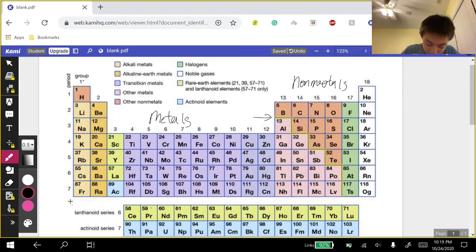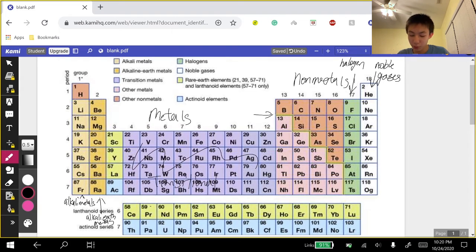There's alkali metals, alkali earth, transitional metals, and of course the other metals.